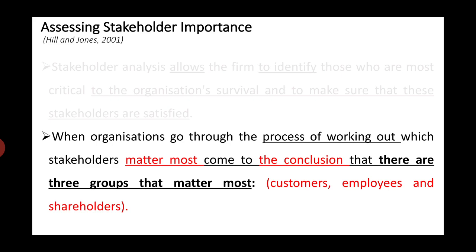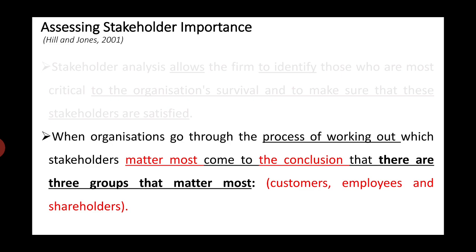All of them are important. All the 9 are important, but those three are the most important. This doesn't mean other stakeholders are not important. Bear in mind this point. They are important to a certain percentage, but those three are the most important to the organization.